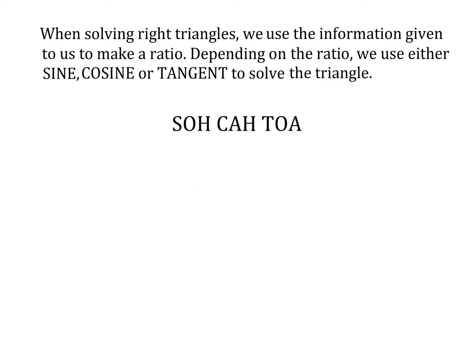When solving right triangles, you're going to be given numbers that you're going to use to make a ratio or fraction. Depending on the ratio, we either use the function sine, cosine, or tangent to solve the triangle. And to help us remember that, we're going to use a mnemonic called SOHCAHTOA. Now the spelling of this is very important, so memorize it. Now let's focus on the SOH part.